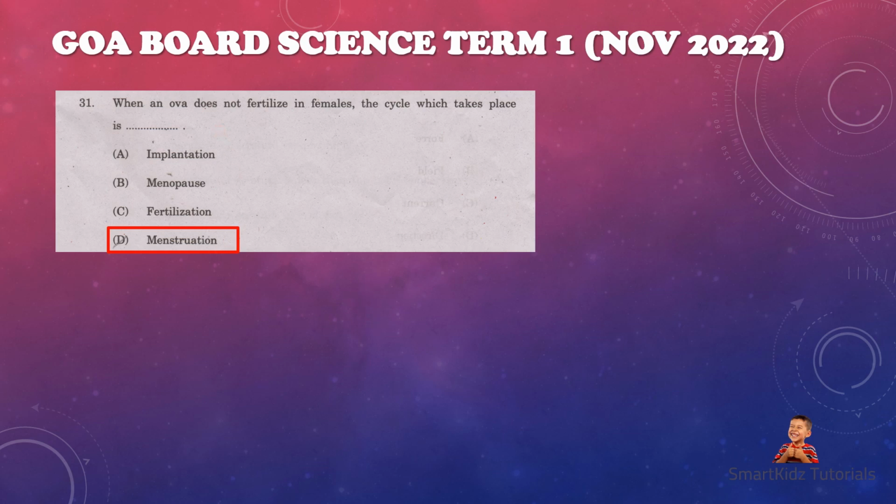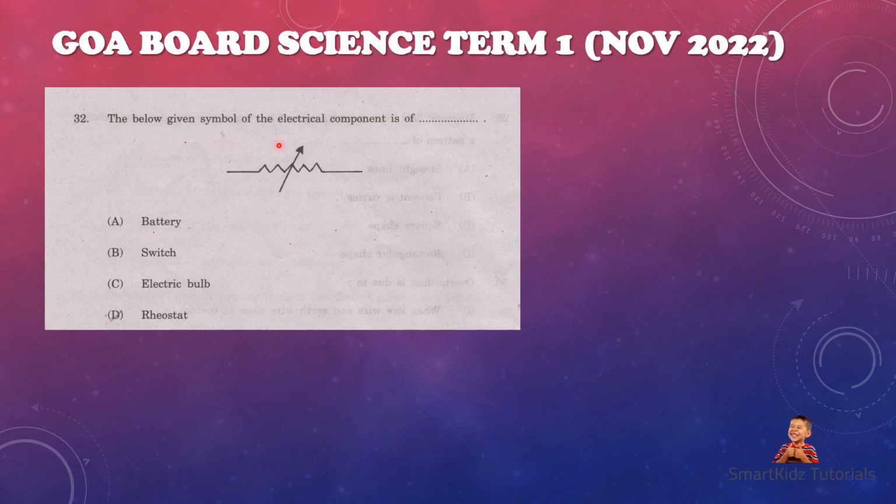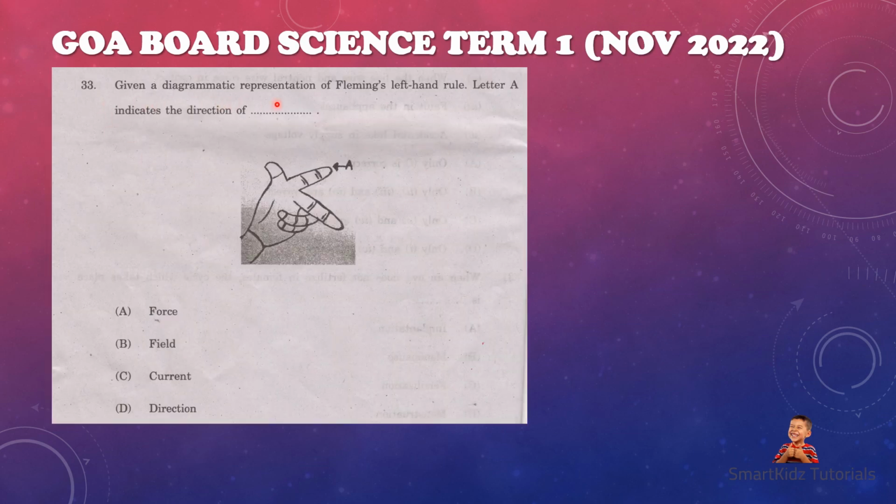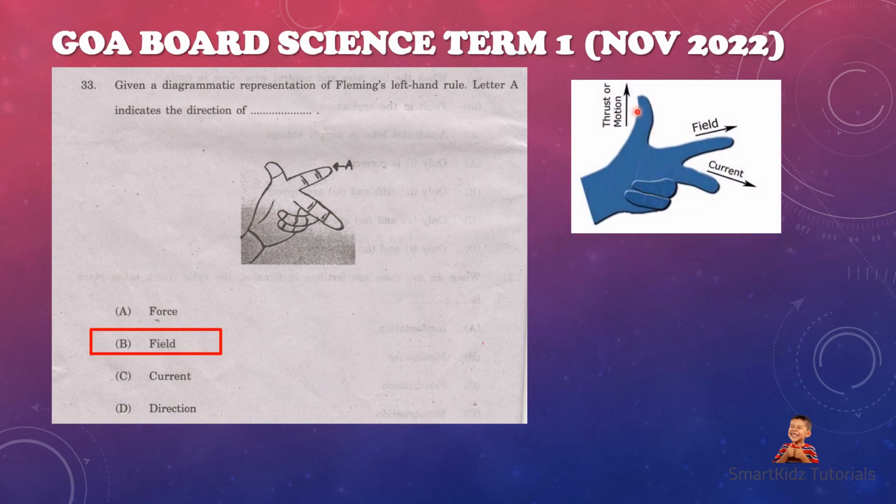Next, the below given symbol of the electrical component is rheostat. Given a diagrammatic representation of Fleming's left-hand rule, letter A indicates the direction of field. There you go. So the thumb represents the thrust or motion. The middle finger indicates the current, and the forefinger over here indicates the field.